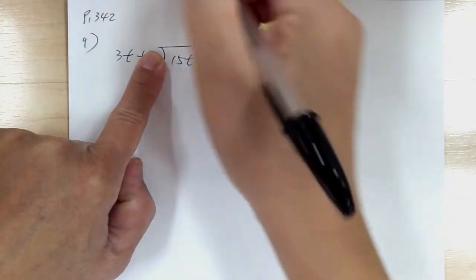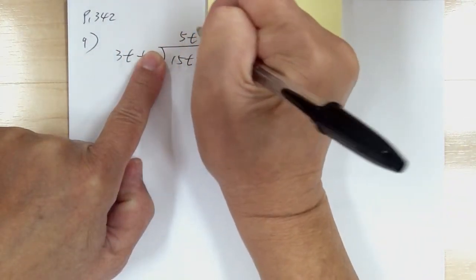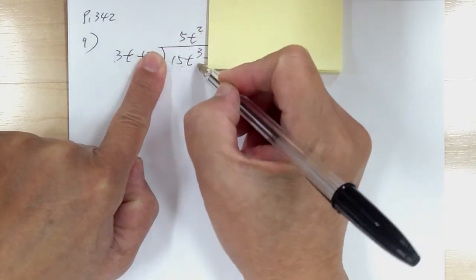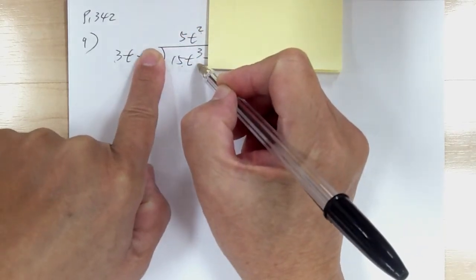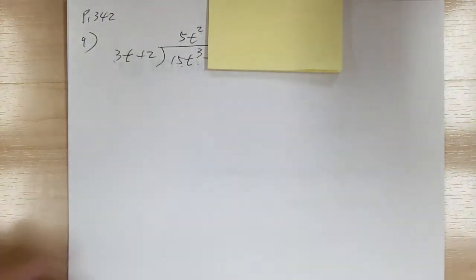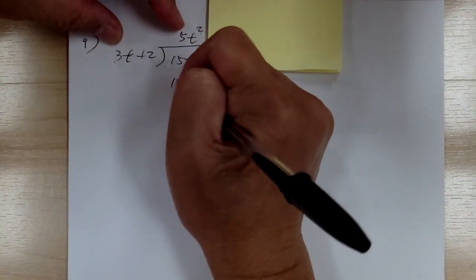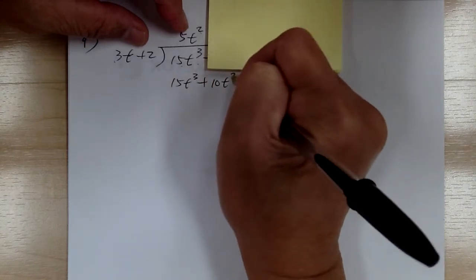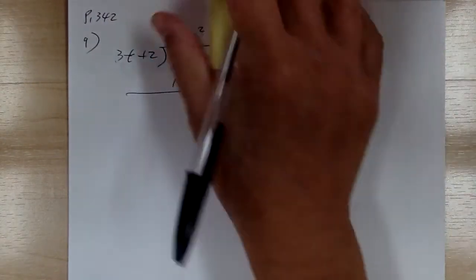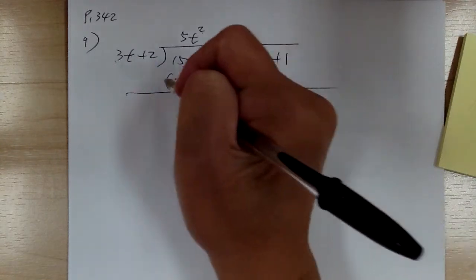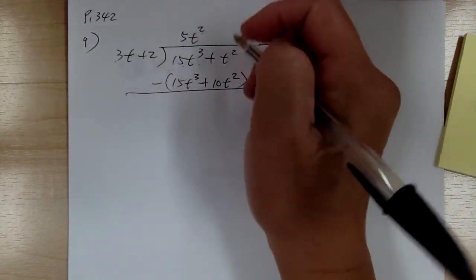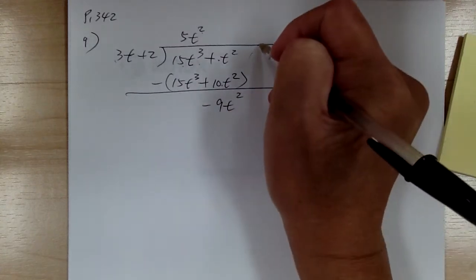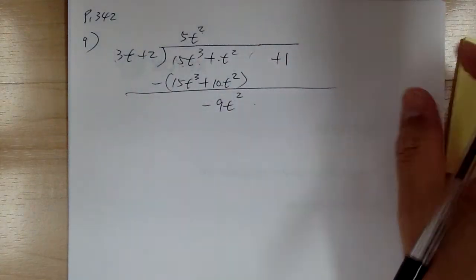Again, look at the first term. With 3t, you need to get 5t squared, right? 3 times 5 gives you 15, and t times t squared gives you t cubed. Now you can go and multiply out. So you get 15t to the 3 plus 10t squared. Again, subtract. This cancels out, and 1 minus 10 gives you negative 9. There's nothing to drop, so you don't have to worry about that.